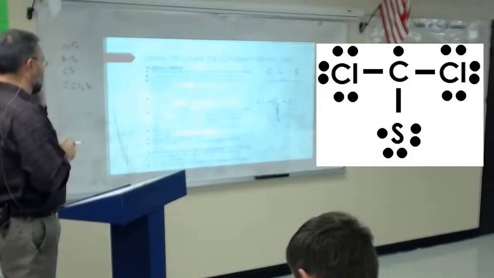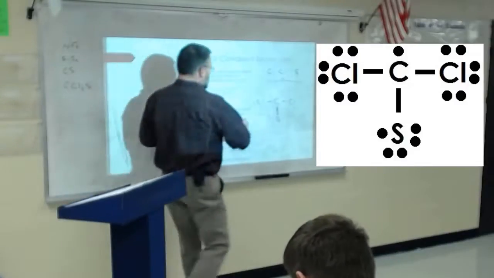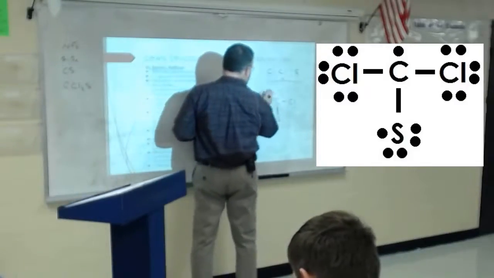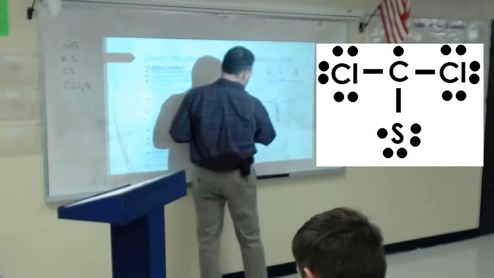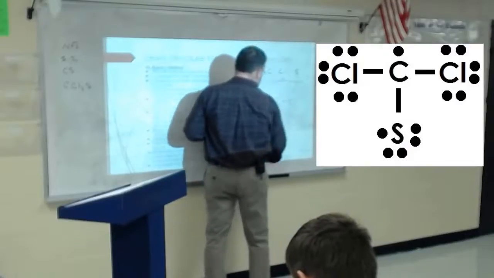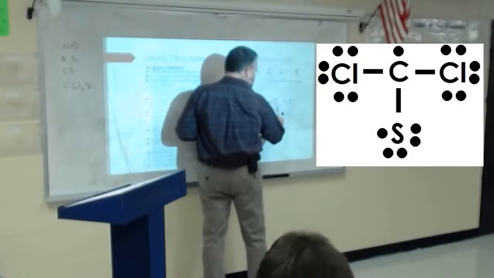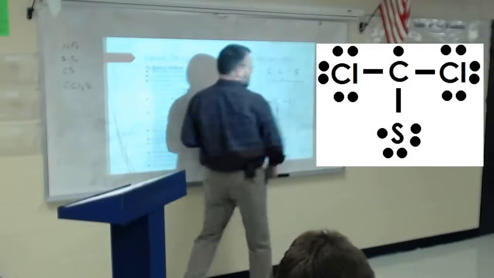And we do that by checking the octet rule. Chlorine, 1, 2, 3, 4, 5, 6, 7, 8, satisfied. 1, 2, 3, 4, 5, 6, 7, 8, it's satisfied. 1, 2, 3, 4, 5, 6, 7, 8, it's satisfied. 1, 2, 3, 4, 5, 6, 7, it's not. 1, 2, 3, 4, 5, 6, 7, it's not.